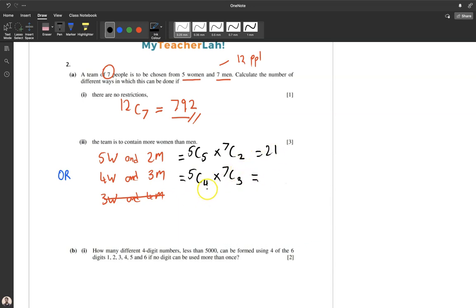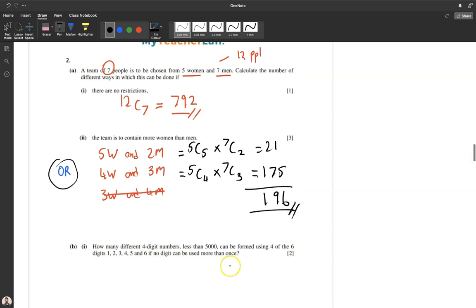Right. This one, I'm going to end up getting 175. So, as I mentioned, when you have an OR situation like this, when 2 different possibilities, you end up adding them together. So when you add them together, you will get 196. All right, let's go on.